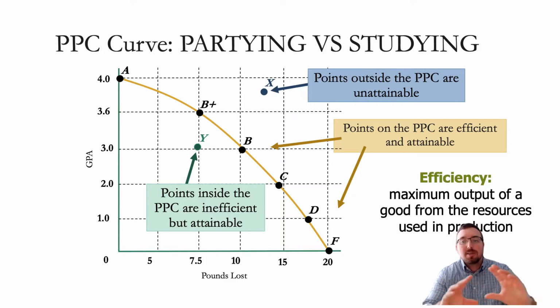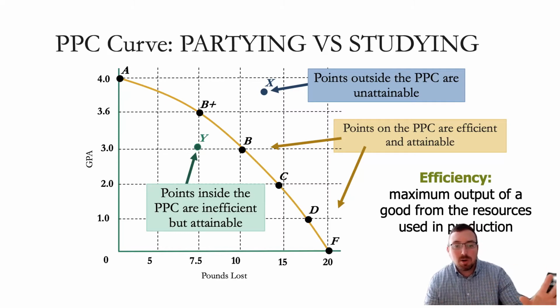Now, what we see here, we have our efficient points, right? You should have pointed those out. A, B, C, D, and F are our efficient points. They're attainable, they're efficient. We're utilizing all the time we have available to study and to work out. Now, again, we can pick where we are here.